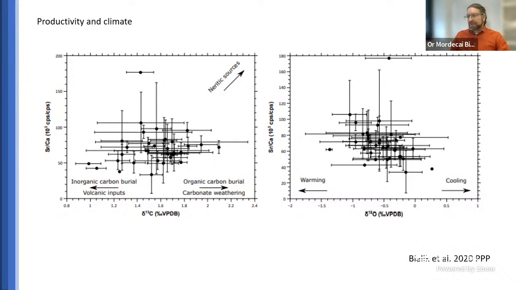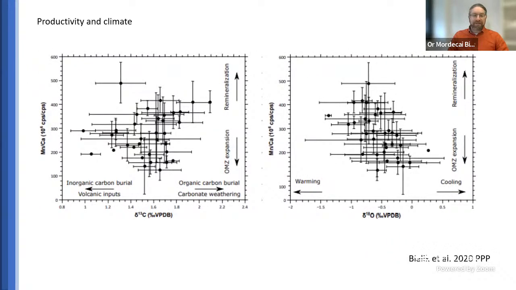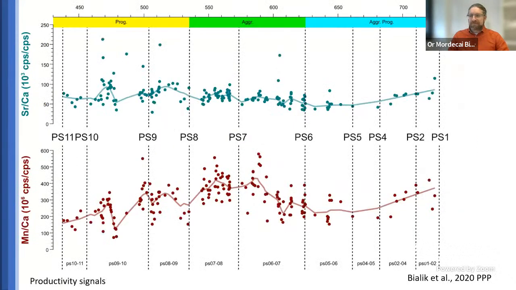So when I sat down and looked at the other proxies and other productivity indices that we had, trying to find something that was also corresponding very well to what's going on with the carbon, one of the things that popped out to me was the manganese, which corresponds also better to the oxygen and to the carbon. And if we plot it up to depth, you can see that it starts to generate a shape that is very similar to the shape of the carbon isotopes.